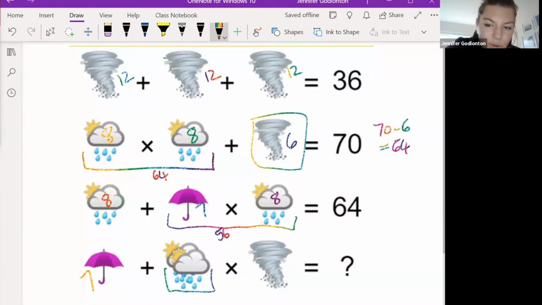Here we have 2 rain clouds, so that's going to be 16. And here we have 2 tornadoes, so that's going to be 12. So we're going to say 16 times 12, which is 192, plus 7, which is 199.